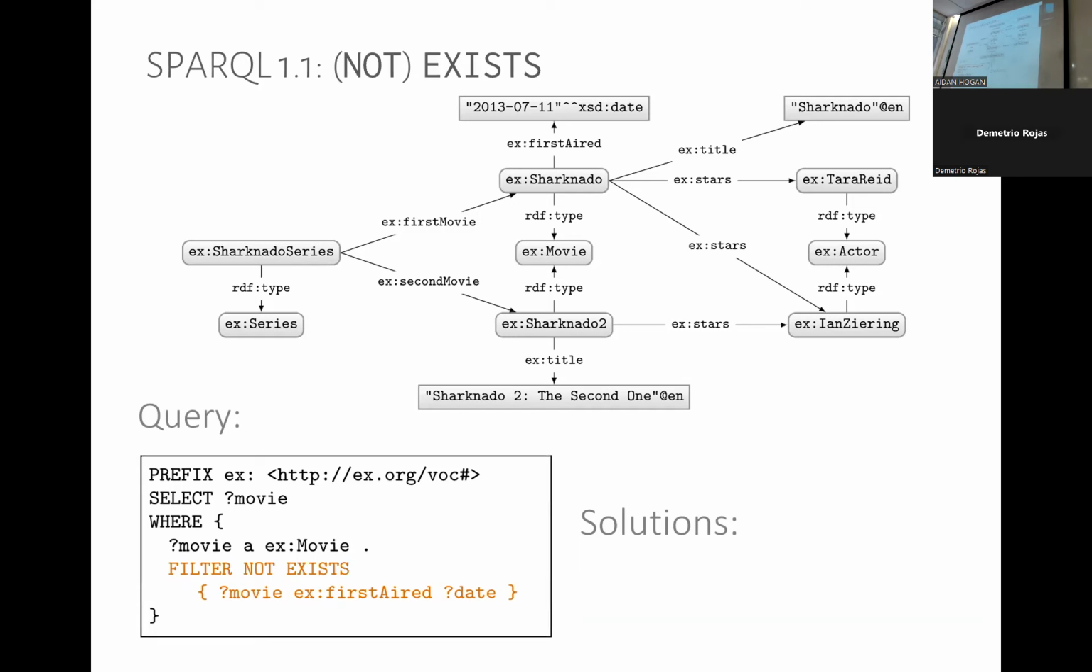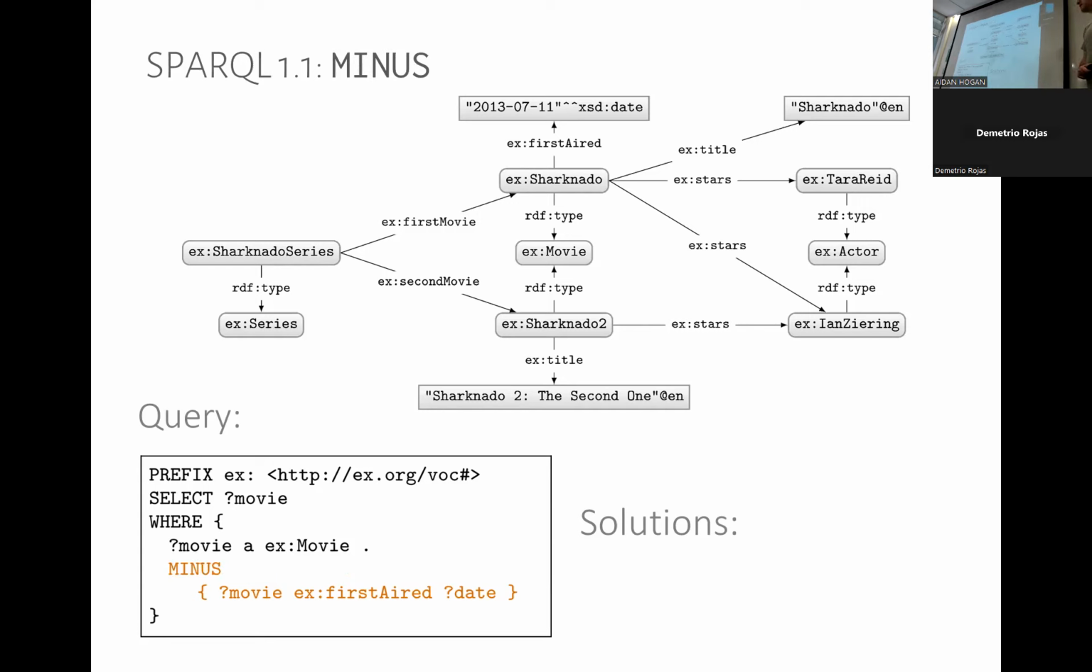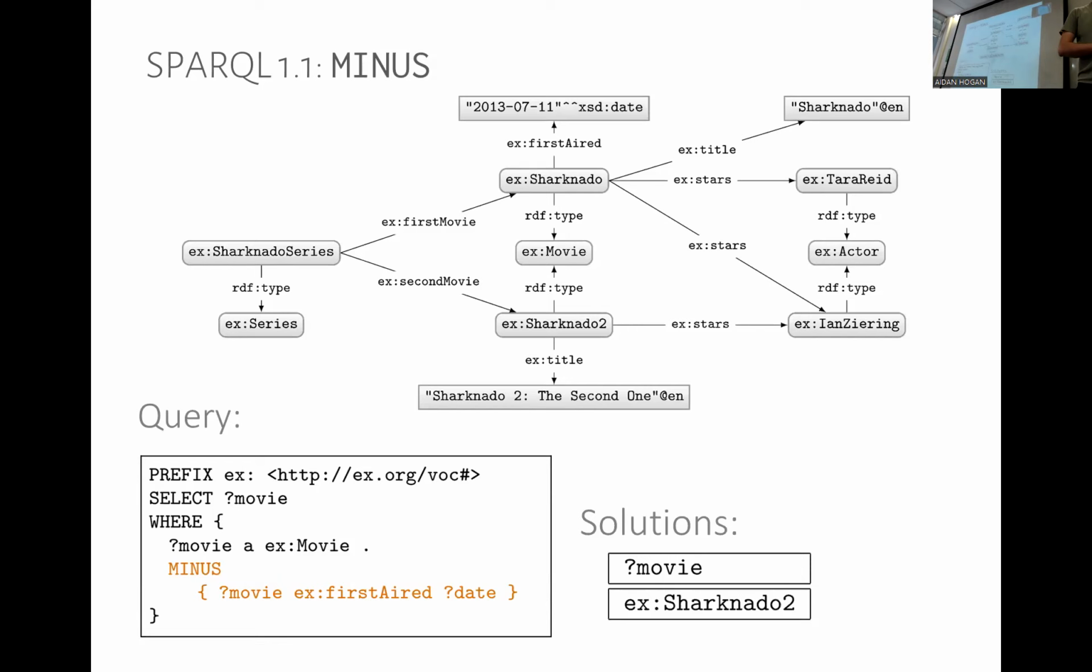So we have some explicit negation features as well in Sparkle 1.1 that don't require these strange tricks. We can do filter not exists, where we say movie a movie, filter not exists, movie first aired date. So we're looking explicitly again for movies that don't have a first air date. So filter not exists we can use, and the second option is to use minus. So with minus, we just say movie a movie minus movie first air date, and it will return the same result. So this allows us to find cases where things don't exist.